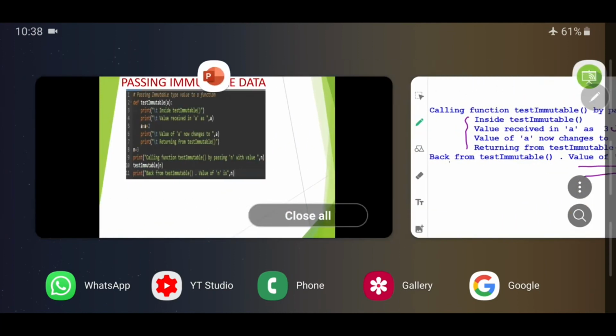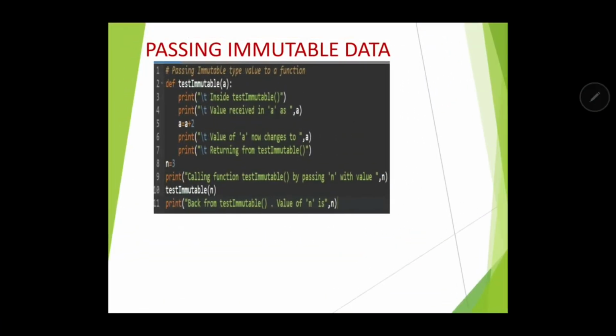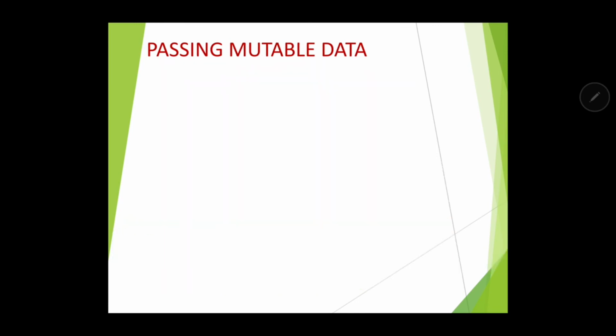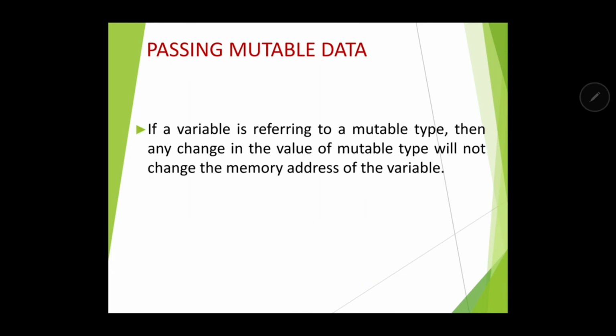So here, passing immutable data, this was our code. Here n is an integer, and it is copied to the variable a. Since it is immutable, the changes are not reflected back in the original function, and this is the output. So next we will go to passing mutable data.